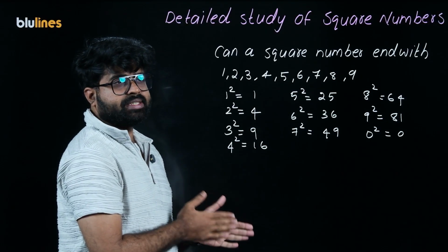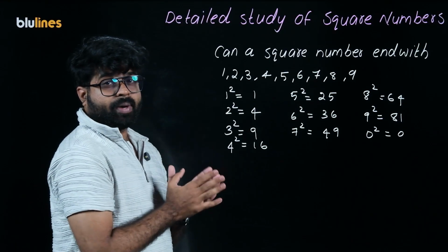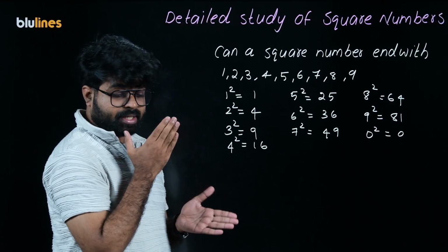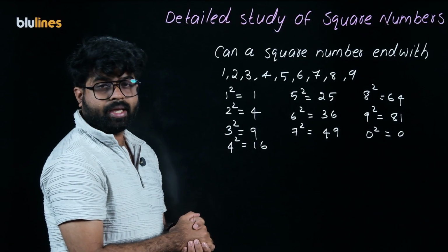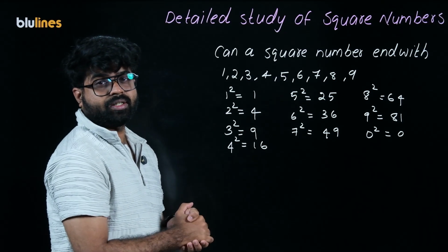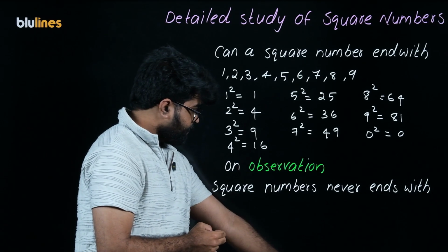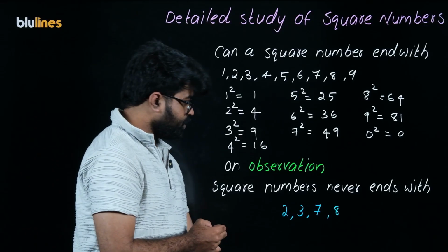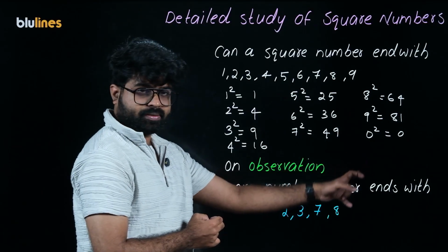So it's easy for us to determine, at least we can say whether it's a square number or not by looking at its units digit. We may not be able to say exactly whether it's a square number or not, but at least we can make a conjecture. On observation, square numbers never end with digits 2, 3, 7, 8.